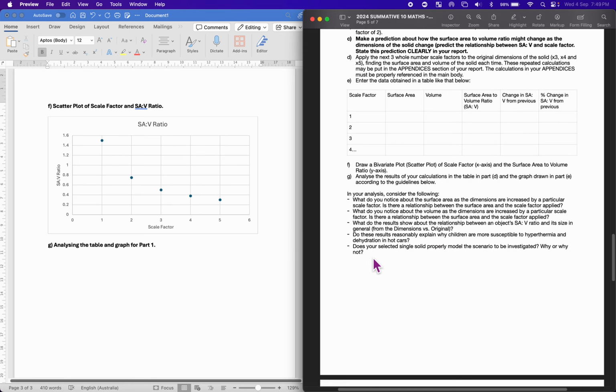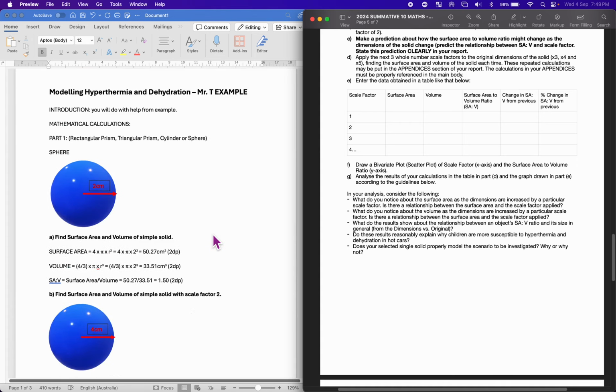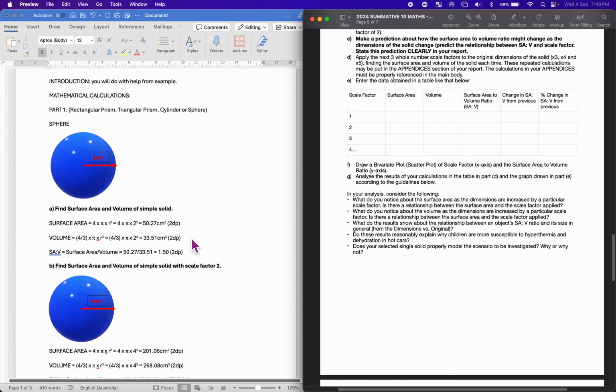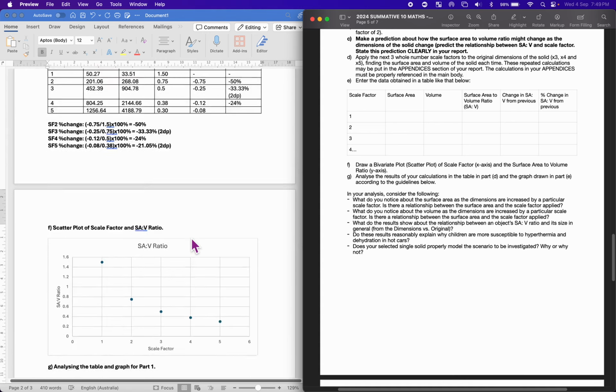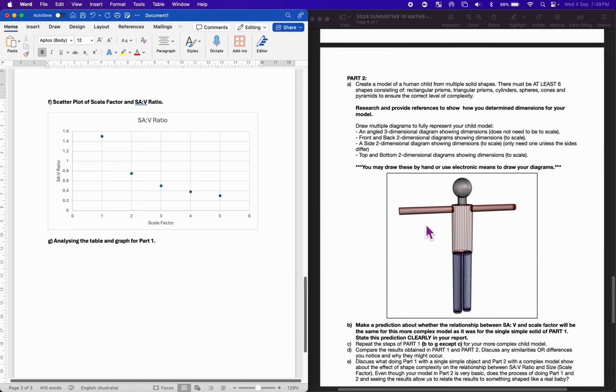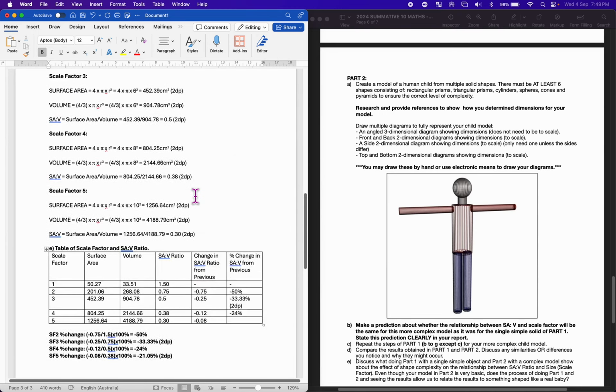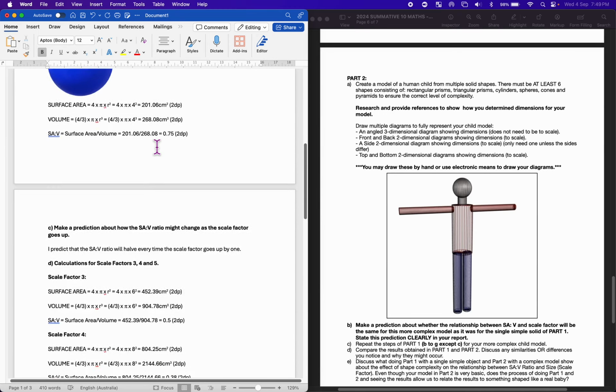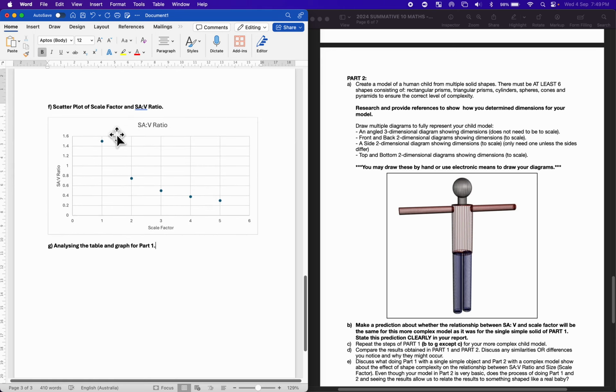And then last question here, does your selected single solid properly model a scenario to be investigated? Why or why not? Well, this doesn't really look like a baby, okay? So that's what part 2 is about. In part 2, you're designing the shape of a baby. You're going to draw it up, and then you're going to do literally the same thing, all of this same maths, but for a more complex shape to see if this relationship stays the same. Okay? So that is a demonstration of part 1.